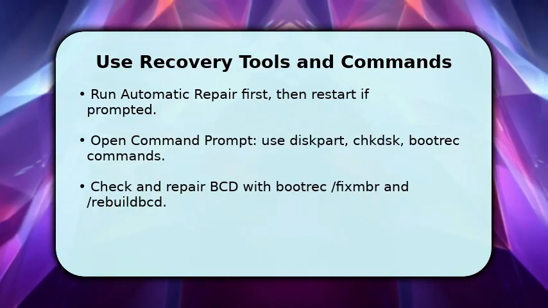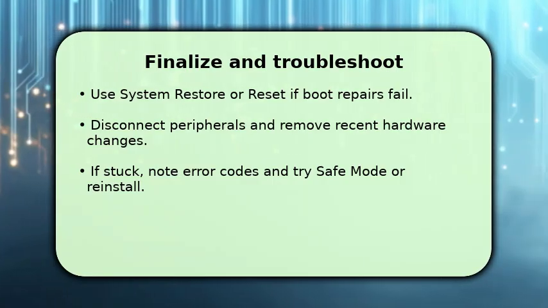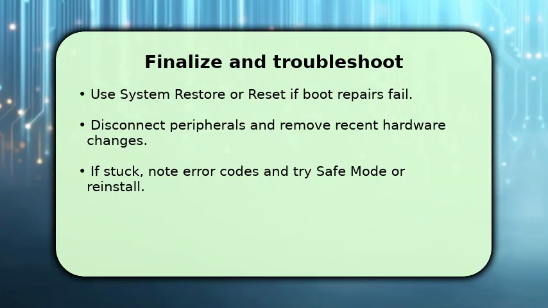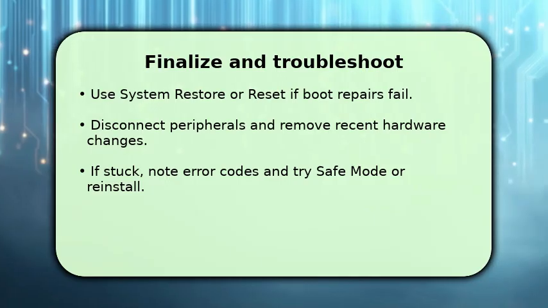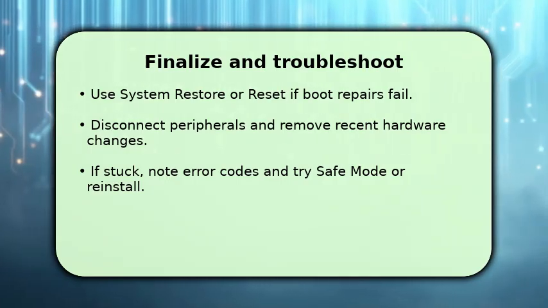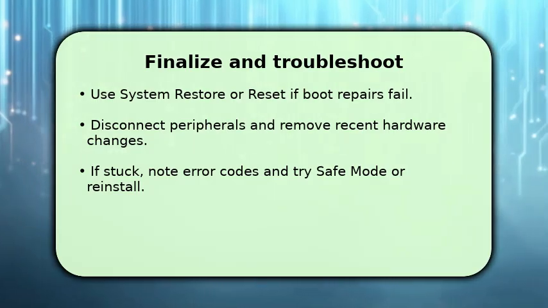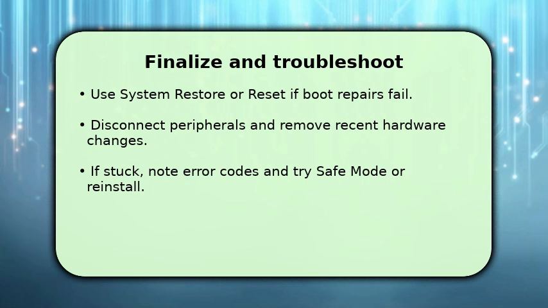Confirm Windows boots normally. If it does not, try System Restore from Recovery to revert recent changes, or use Reset this PC while keeping files when necessary. Make sure to disconnect external drives and remove recent hardware, then attempt safe mode to isolate drivers. If errors persist, write down exact messages or codes, because reinstalling Windows using your USB installer may be necessary.